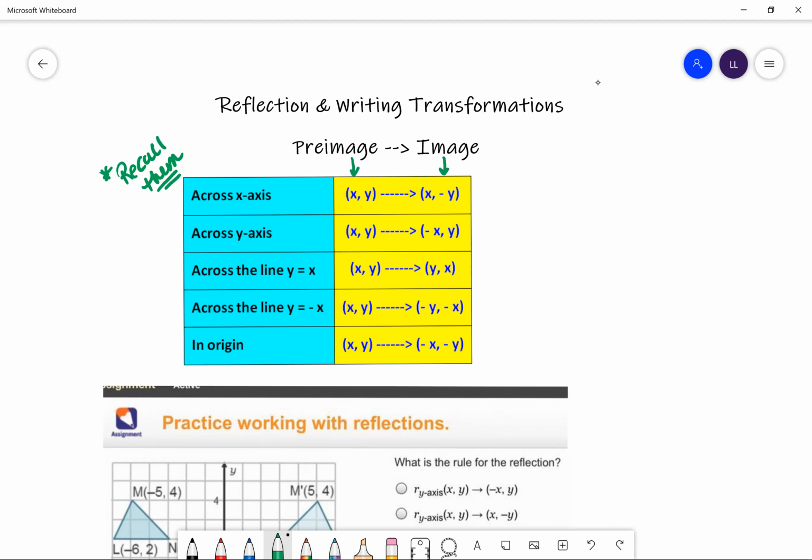Let me remind you again that pre-image is domain and input, and that image is going to be range and output. So let's keep it moving. Across the x-axis, we write this function rule like this: r lowercase r x-axis, and remember we start off with x, y. And it moves to x, negative y.